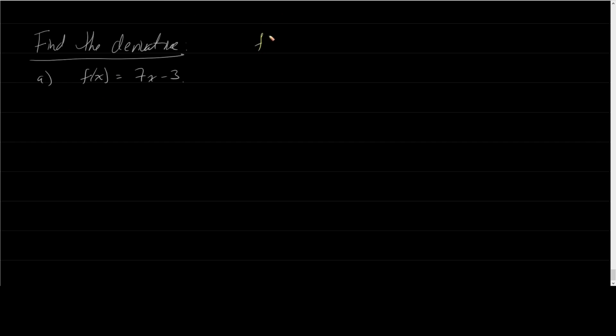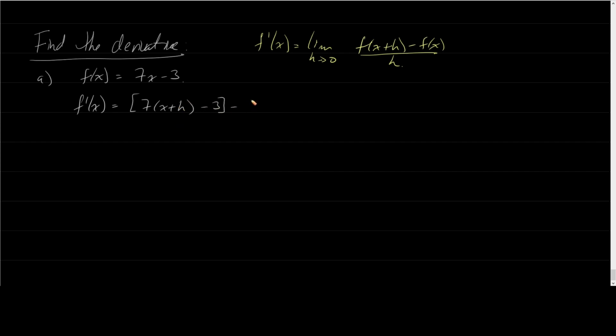The derivative definition is that f prime of x is equal to the limit as h goes to 0 of f of x plus h minus f of x, all of this over h. I'm going to be applying that to this example. So I get that f prime of x is equal to, if I plug in x plus h, 7 times x plus h minus 3 minus 7x minus 3, all of this over h.